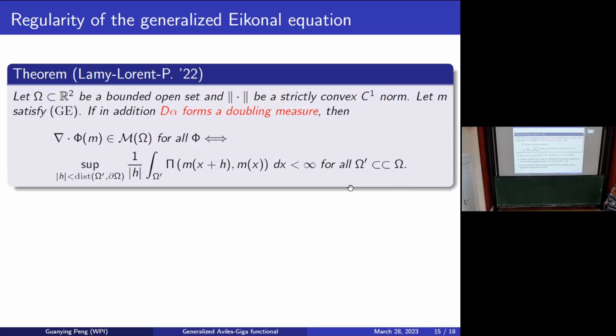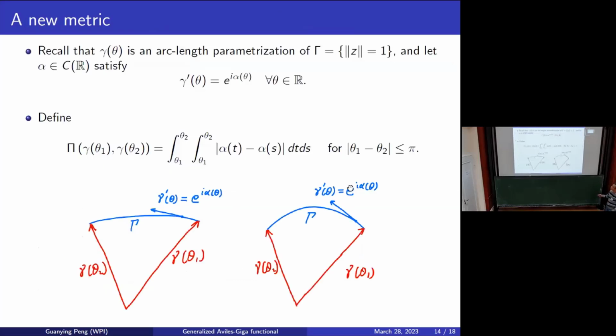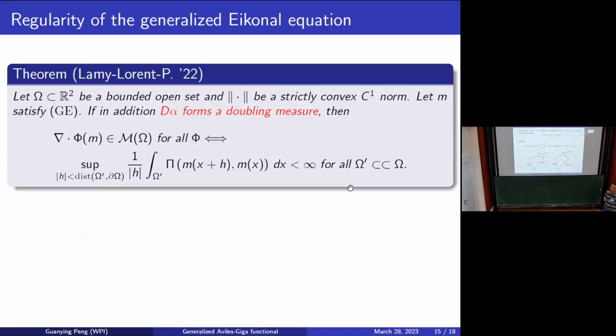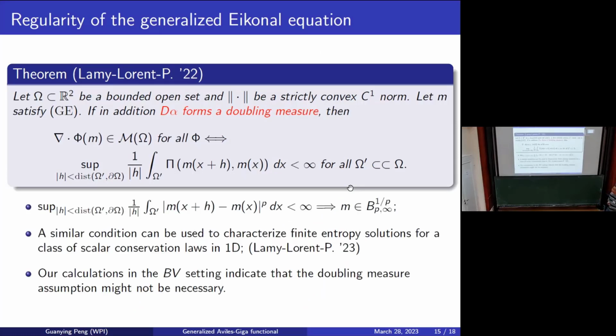So essentially, for this fractional Besov norm, it just takes into account the pure jump of the vector field. So in these two pictures, if you just count gamma of theta 1 minus gamma of theta 2, then in these two pictures, they're the same. So the fractional Besov norm cannot tell this difference. But this metric pi can take into account the geometry and does the job. So in this sense, this is a better metric for our setting. And with the help of this metric, we are able to achieve this equivalent characterization.